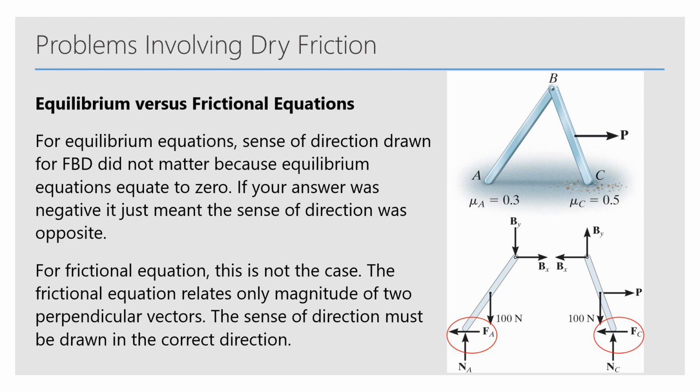It doesn't have the same ability to just flip signs. So if you get your sense of direction wrong when you draw the free body diagrams for frictional equations, you will end up getting the wrong answer. So it's important to make sure that you draw the sense of direction correctly. So for this example up here, we're showing that the object is pushed to the right. You notice that both the frictions that are applied to the bottom of the rods are going in the left direction.